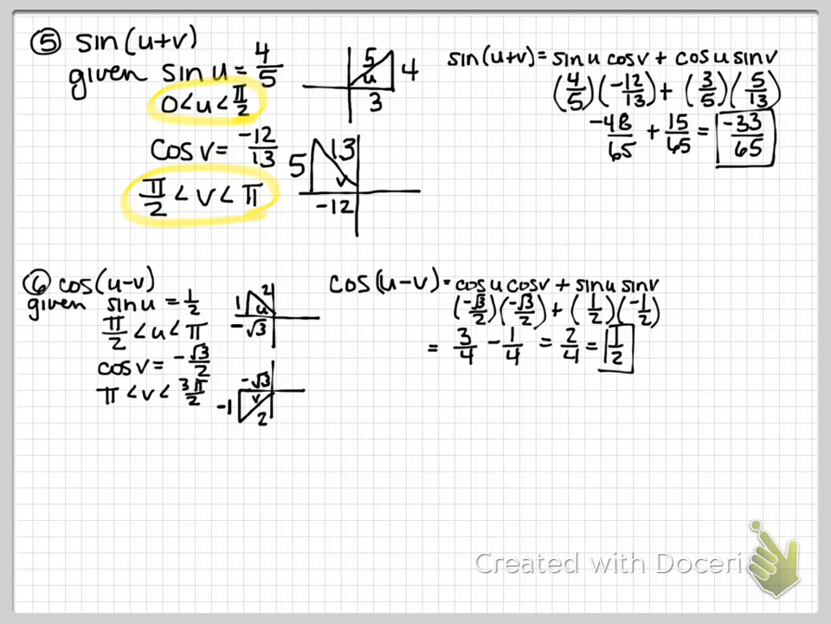Okay, so that's example 6. Let's move on to example 7. Okay, we're going to rewrite. Example 7 has us rewrite it as an algebraic expression, and I want to rewrite the cosine of arctan of 5x over 7 minus the arcsine of 8 over x plus 2.